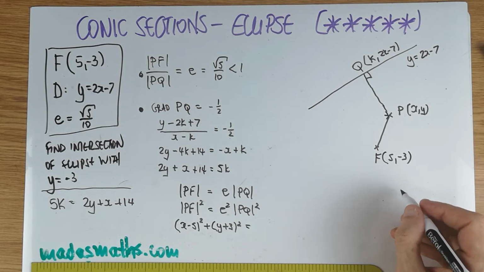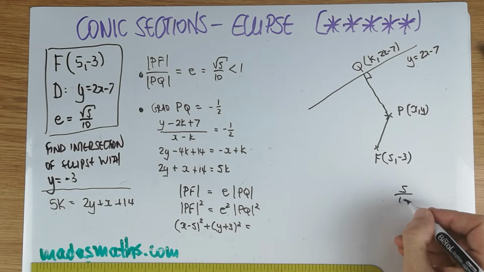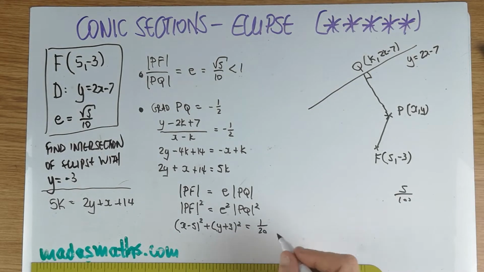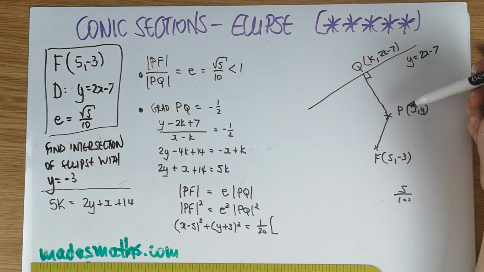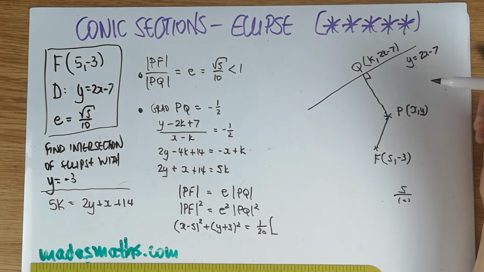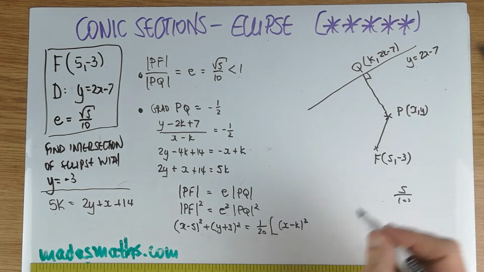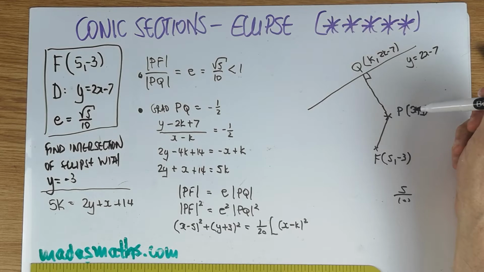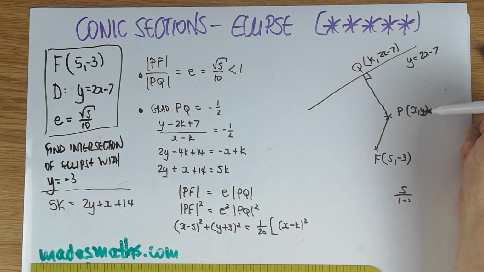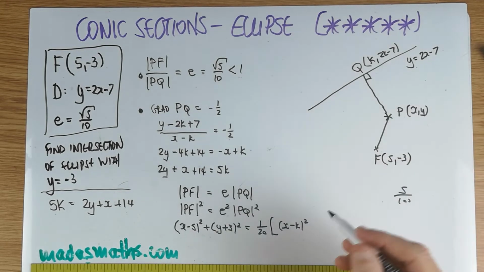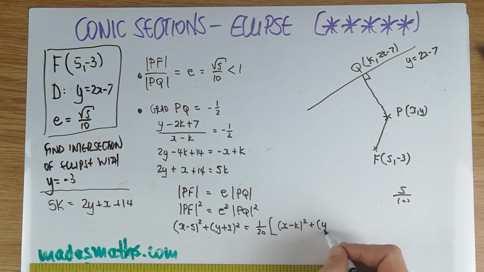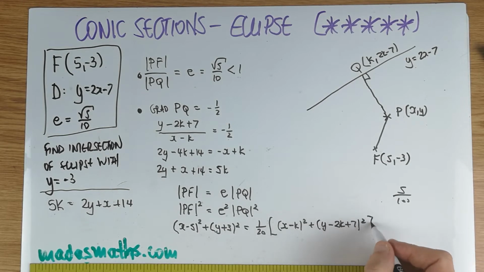So e squared would now be 5 over 100, that's 1/20th. And PQ squared is the difference in x, so (x - k) squared, again the square root would have gone from the square, and then (y - 2k + 7) squared.